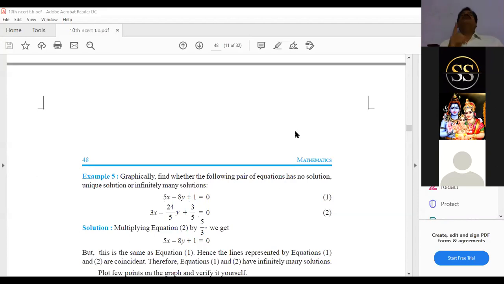And next, how to draw the graph: in the graph sheet you have to draw both lines on the same graph. Where the 2 lines intersect, that is the solution of the 2 equations. If the 2 lines intersect making an x-axis, if we extend, we have only 10 minutes till I teach.